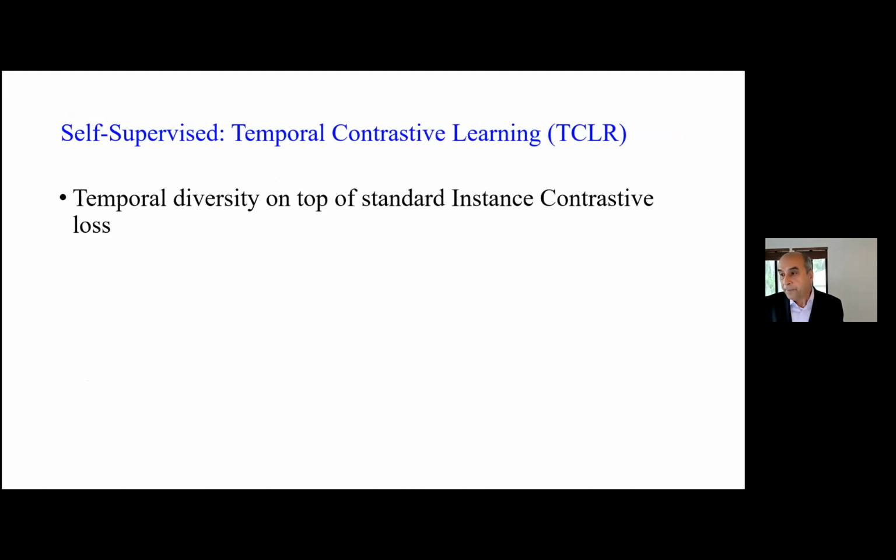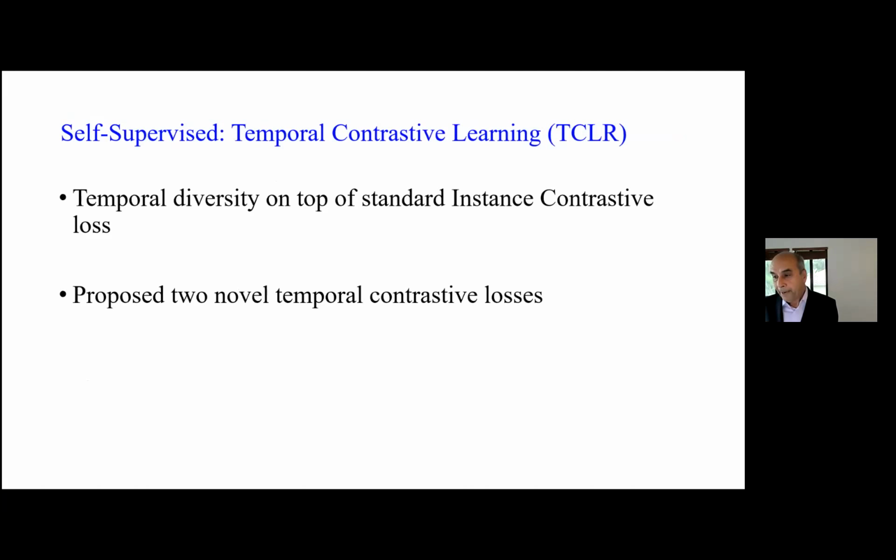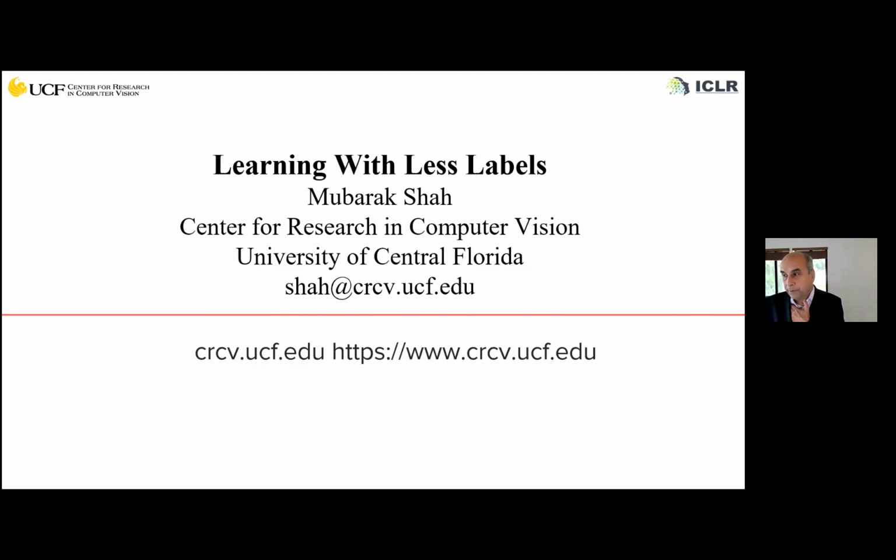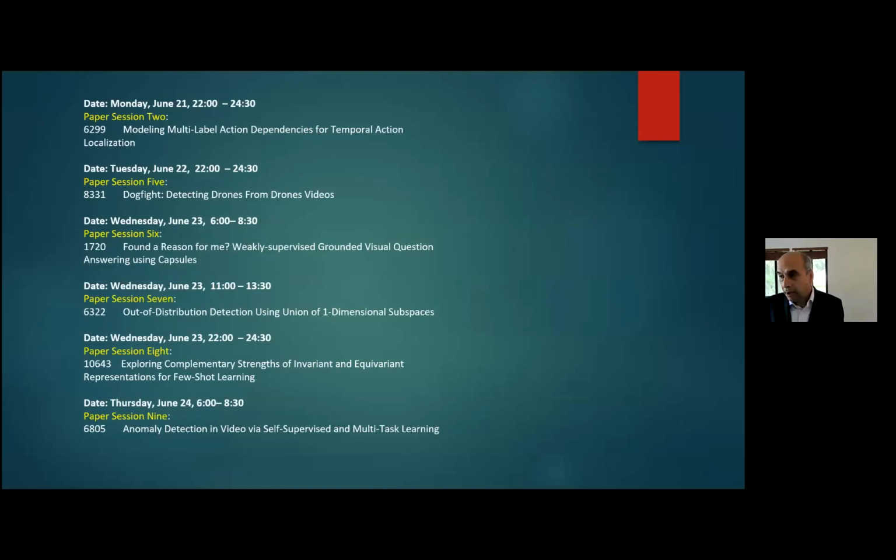Then for self-supervised learning, I introduced temporal contrastive learning, TCLR. The main point here is that we want to introduce temporal diversity on top of standard instance contrastive learning and propose 2 new losses, local temporal contrastive and global-local temporal contrastive. And we get state-of-the-art performance on video understanding tasks. So this is the end of the talk.